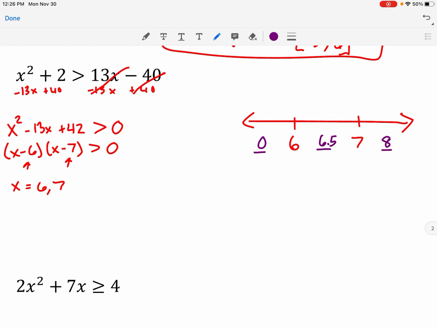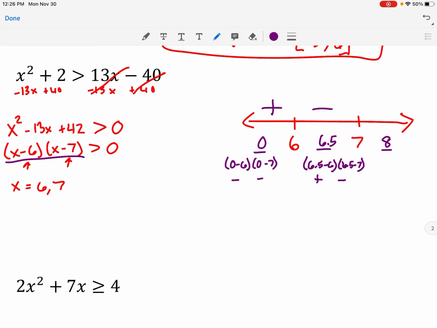So I'm going to plug it into this part right here. 0 minus 6, 0 minus 7. So I'm going to get a negative number here, negative number here. So that will end up being positive. Plug in the 6.5, so 6.5 minus 6, 6.5 minus 7. So this will be a positive, this will be a negative, so that will end up being a negative in the middle.